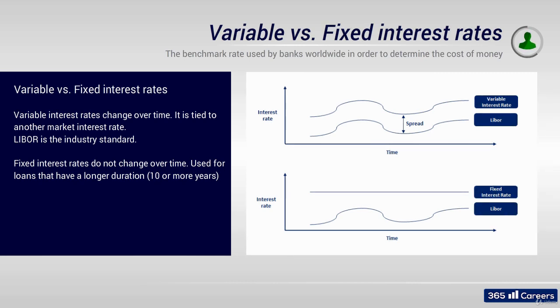A fixed interest rate, on the other hand, remains constant throughout the entire duration of a loan. Even if the market conditions change, the fixed interest rate does not change. The payments for a loan can be equal through the entire duration. Fixed rates are typically used for loans that have a duration of 10 or more years.